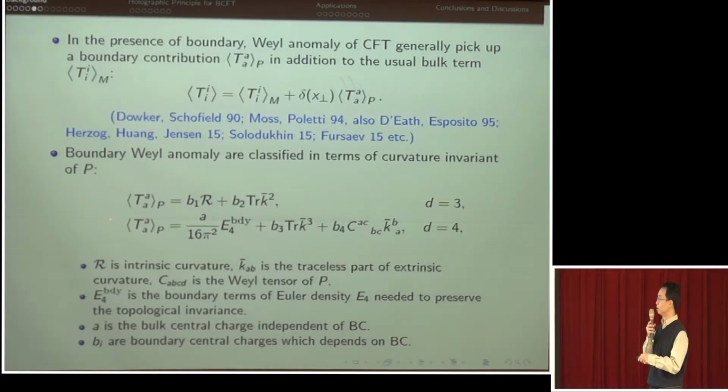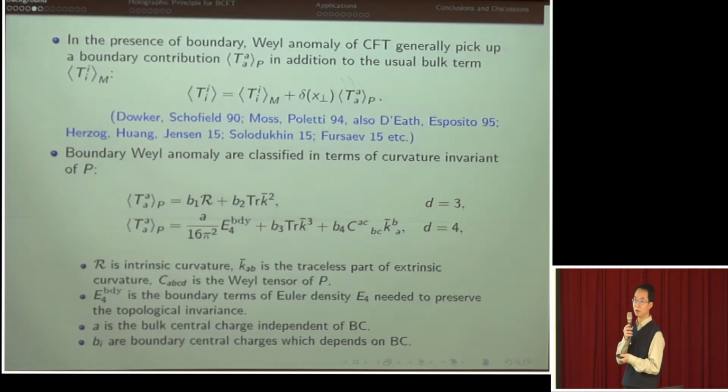So now in 3 dimensions, you have 2 kinds of invariant. One is the intrinsic curvature, which is a scalar, and the other one, K, is the extrinsic curvature. And then in 4 dimensions, with a 3-dimensional boundary, you have 2 invariants. So these are standard. And again, you factorize, and then you have a coefficient in front. This coefficient, depending on the boundary condition, is called the boundary central charge.